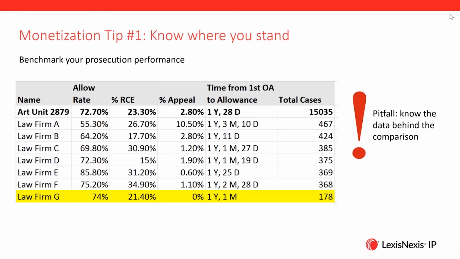which is probably the most important thing you can do with prosecution analytics besides using your examiner statistics: self-analysis. You've got to know where you stand. Are you better than your competitors? Are you worse than your competitors? What I'm showing here is just a benchmarking analysis that you can perform in Patent Advisor.